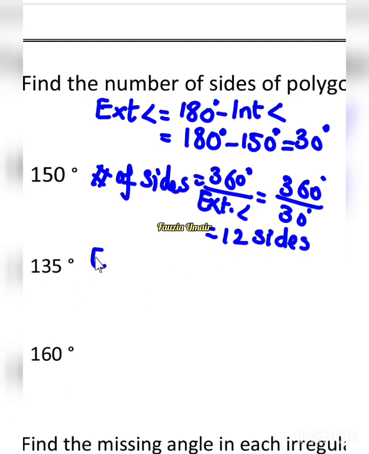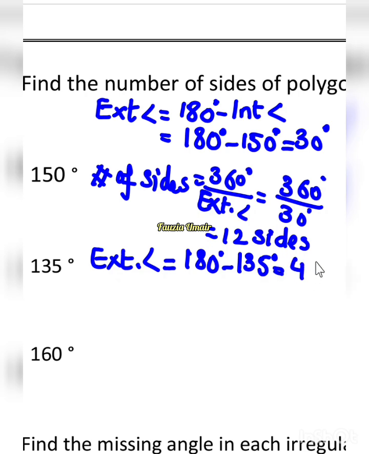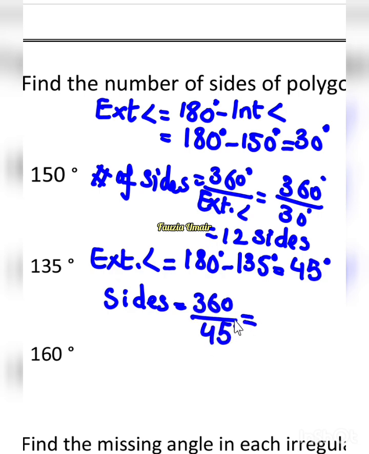Now I know the steps I need to do, so I'm just doing it quickly. If we do 180 minus 135, we get 45 degrees. So the exterior angle is 45 degrees. Now the sides will be 360 divided by 45. And we have done it already. It's 8 sides.